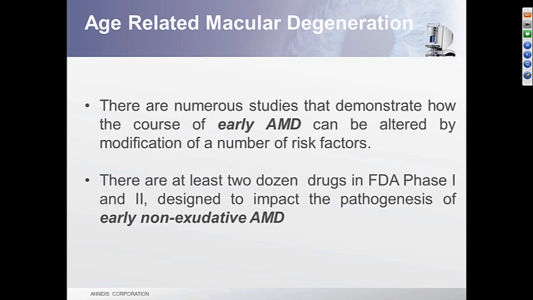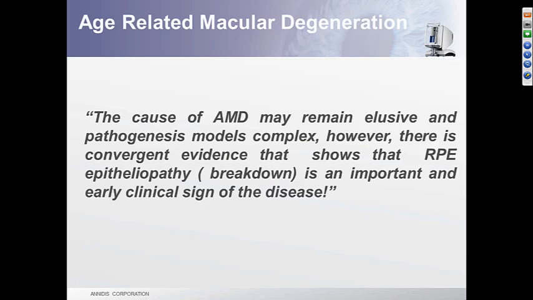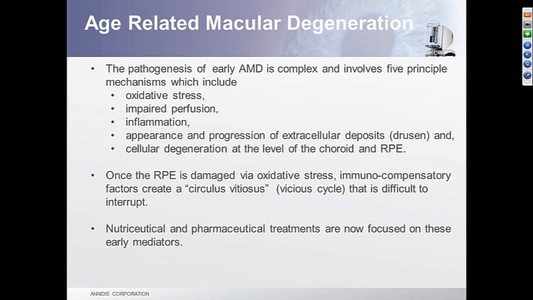And there are certainly a number of studies that demonstrate how the early course can be modified by just risk factor education. And there are at least a couple dozen drugs in FDA phase 1 and 2 designed to impact the pathogenesis of non-exudative AMD. Clearly, up to this point, pharmaceutical interventions have concentrated on the sight-threatening lesions in exudative macular degeneration. And yes, the exact cause is elusive, but we're certainly coming much closer to understanding what leads to RPE epitheliopathy or breakdown. But we know that indeed is an early sign of macular degeneration.